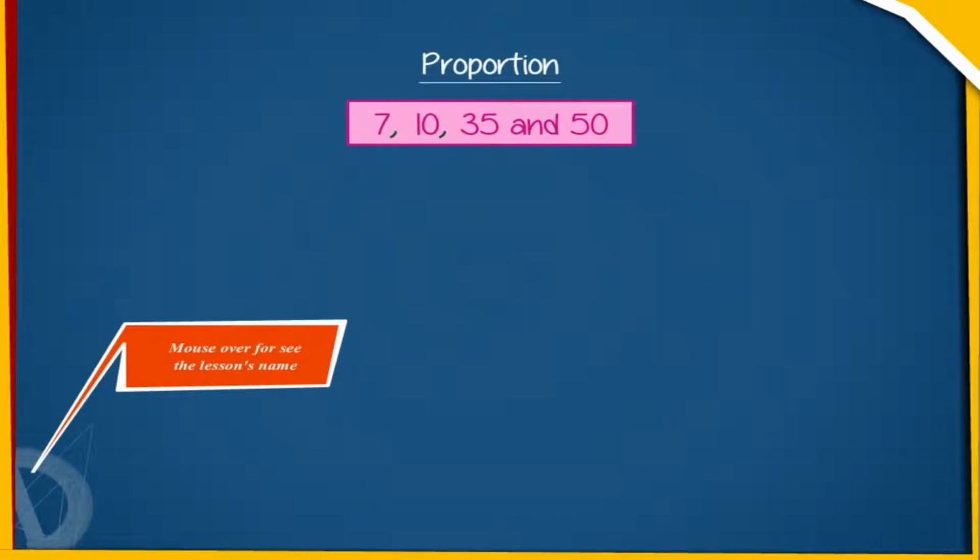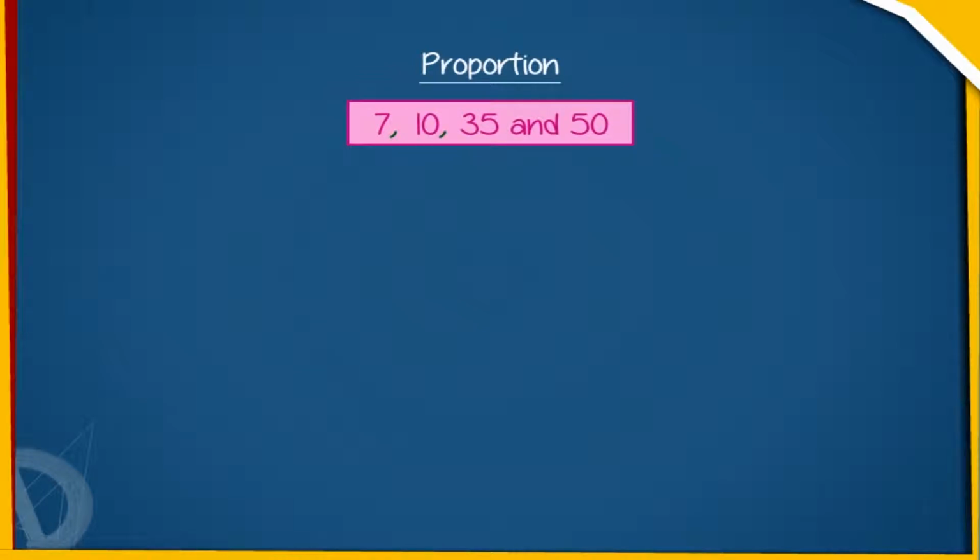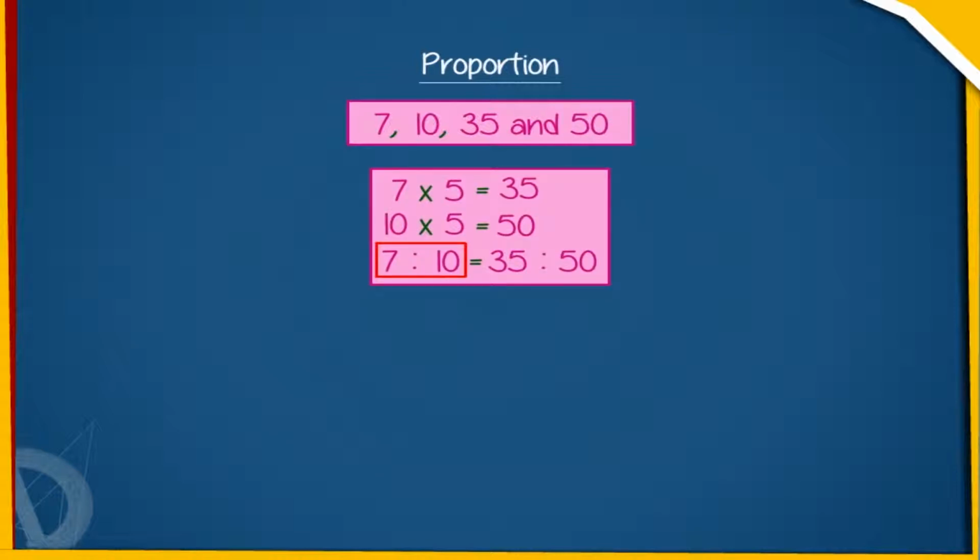Proportion. If we take four numbers, when the ratio of the first two numbers is equal to the ratio of the last two numbers, then these four numbers are said to be in proportion. Let us take the numbers 7, 10, 35 and 50. Here these numbers are in proportion because ratio of 7 to 10 is equal to ratio of 35 to 50.